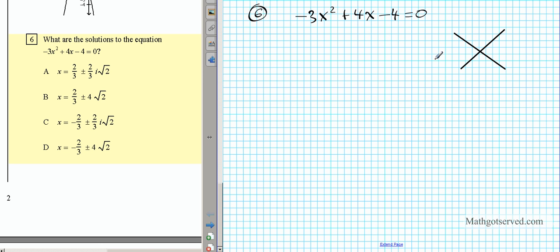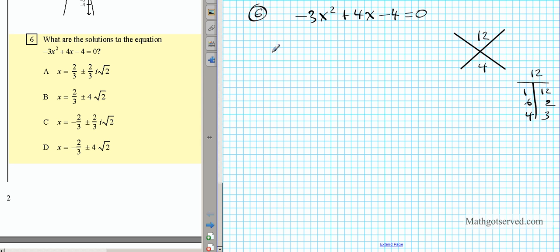AC goes on the top, B goes on the bottom. So we have 12 and 4. If you look at all the factors, all the pairs that give you 12: 1 times 12, 6 times 2, and 4 times 3. This one is close, but it doesn't really work because this is positive and that's positive, so it can't work. All right.